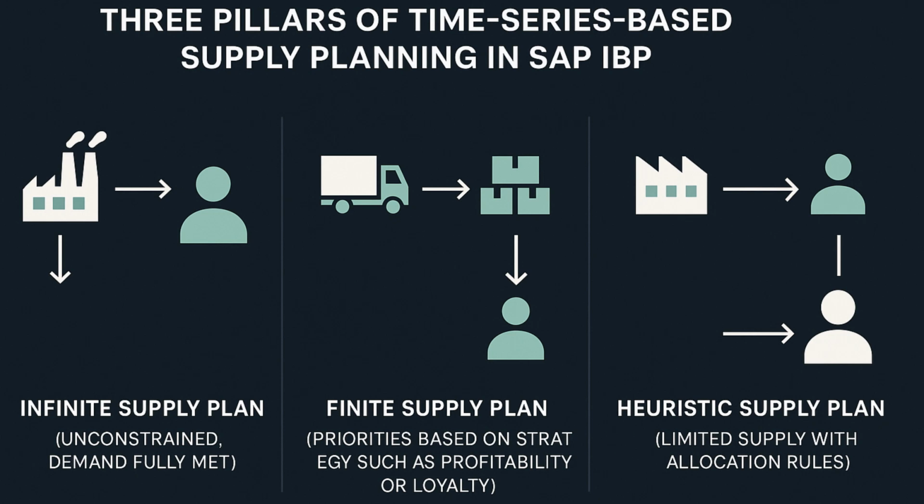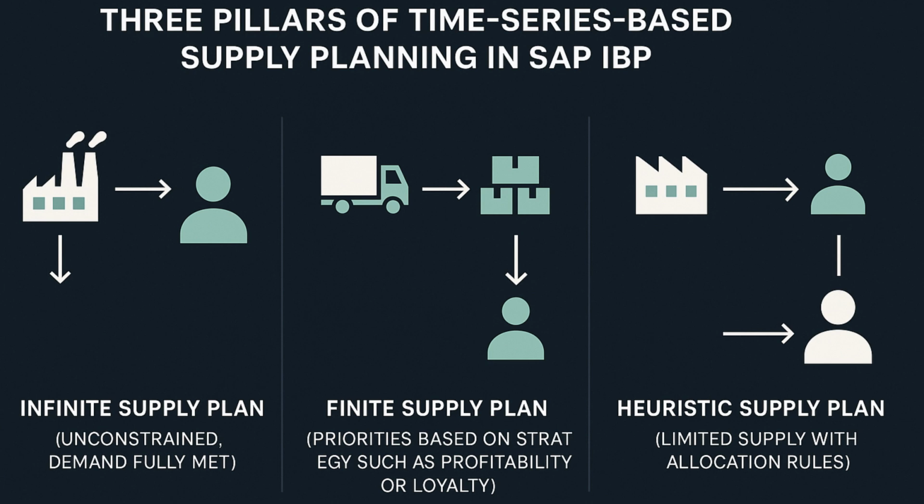Now let us move to the next important topic, time series based supply planning in IBP. What I am sharing here is only an introduction, and as we progress in later sessions, we will explore this area in greater depth. At a high level, time series based supply planning rests on three main pillars. These pillars are essentially defined by the planning horizon and the constraints considered during the supply planning process.